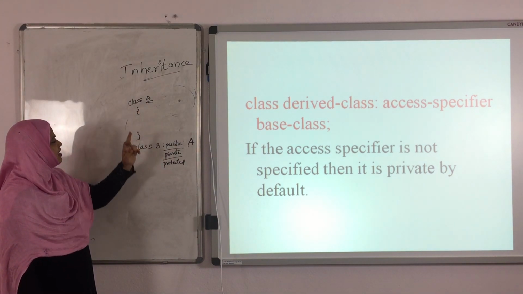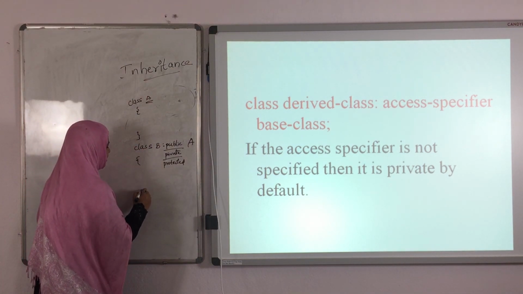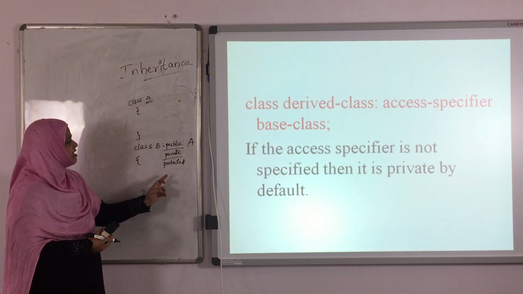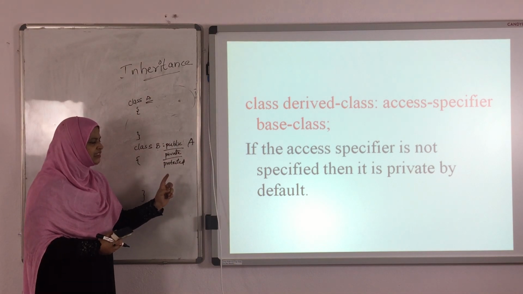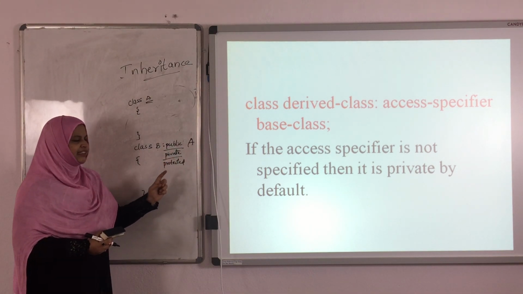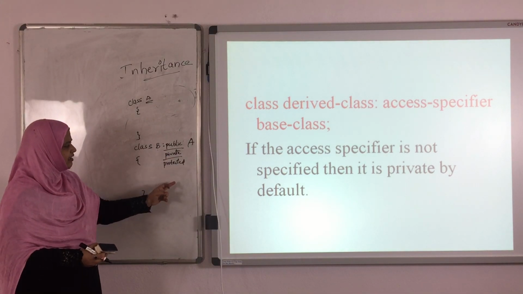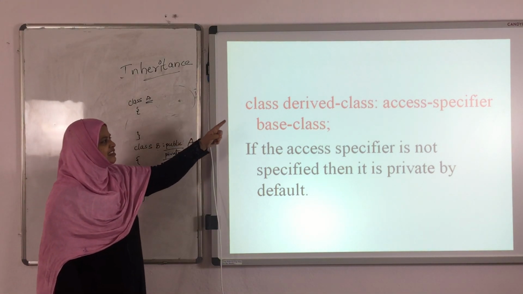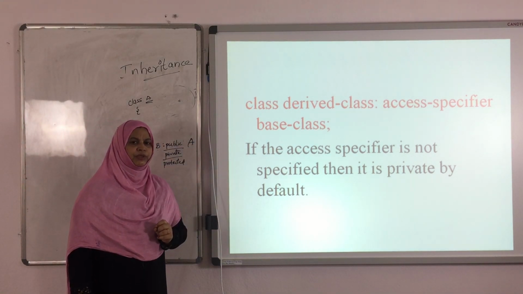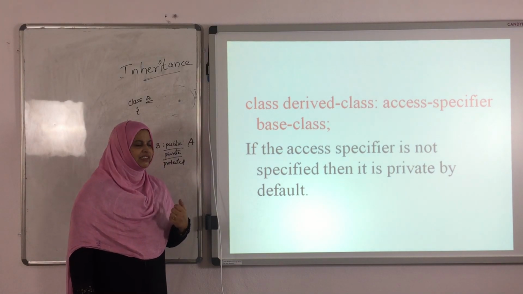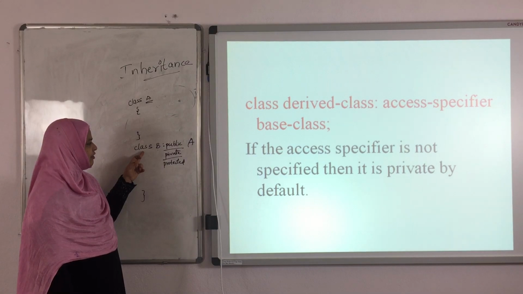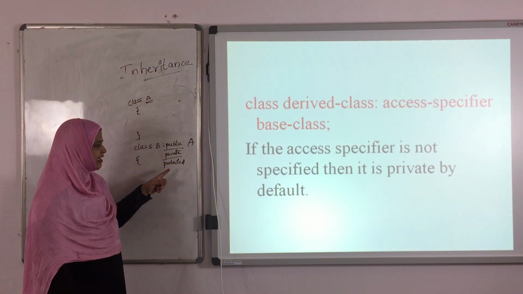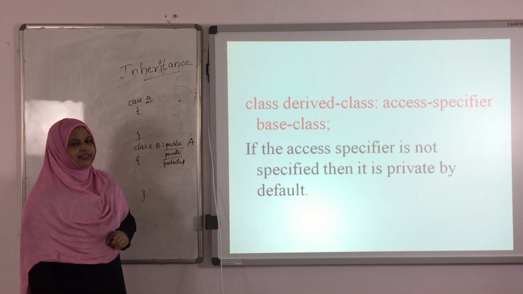See here, class A is the superclass, class B is the subclass. For the subclass, we can inherit the base class by using these three access specifiers: the first is public, the second is private, the third is protected. By using these three access specifiers, we can perform inheritance. This is the general syntax for inheritance. How do we write it? First is the class keyword, the derived class name is B, the access specifier is either public, private or protected, then the base class name is A.